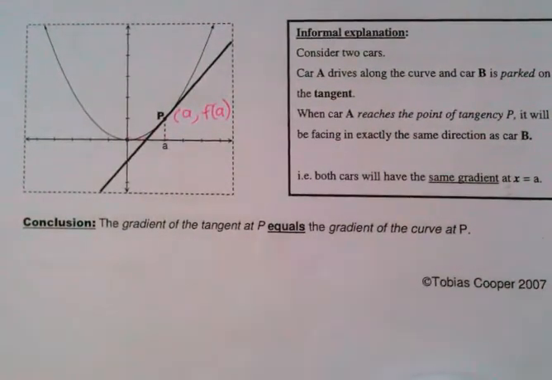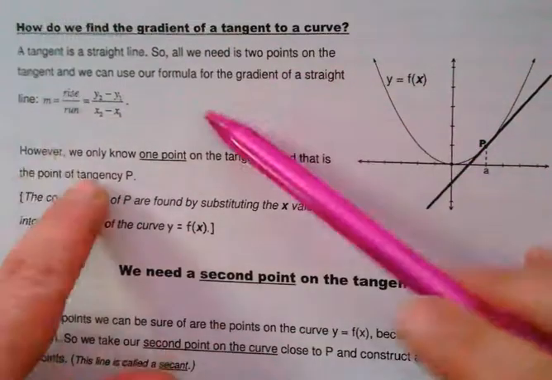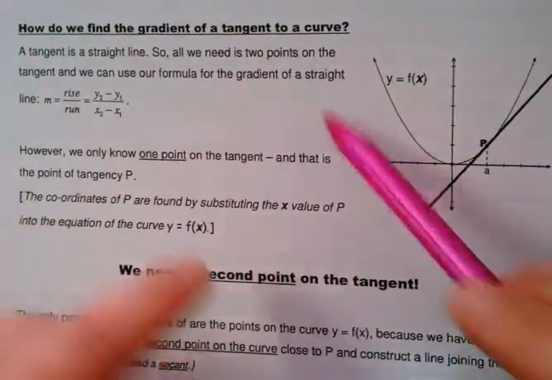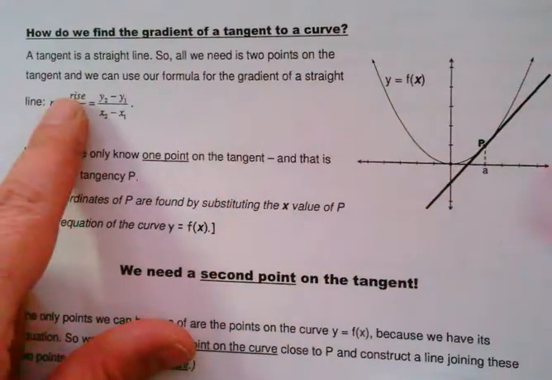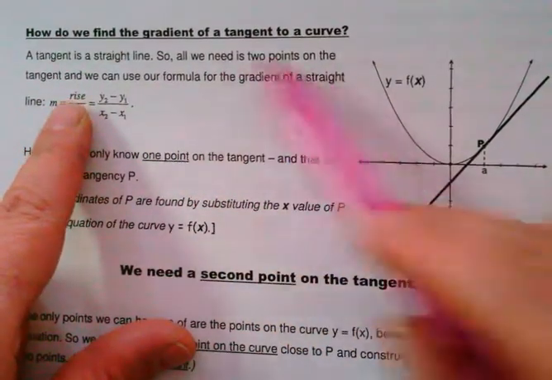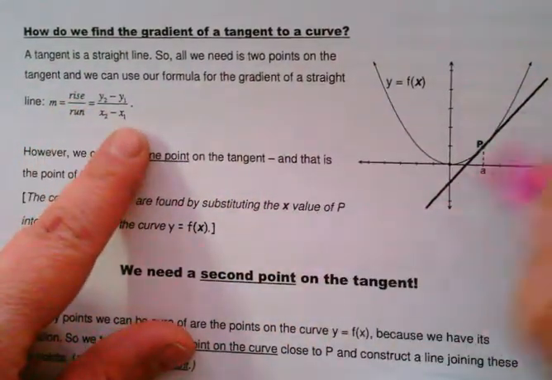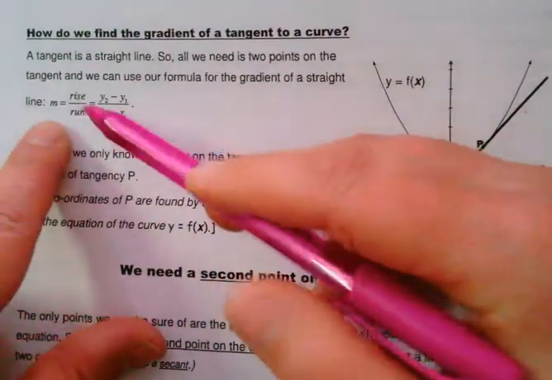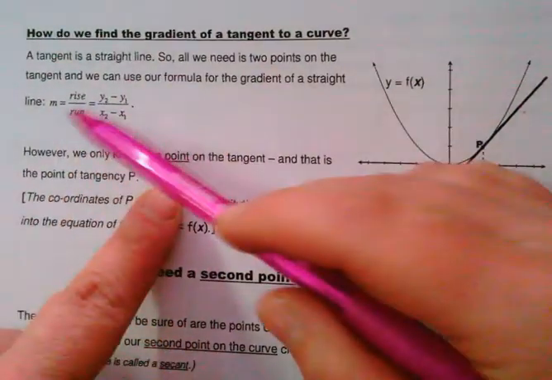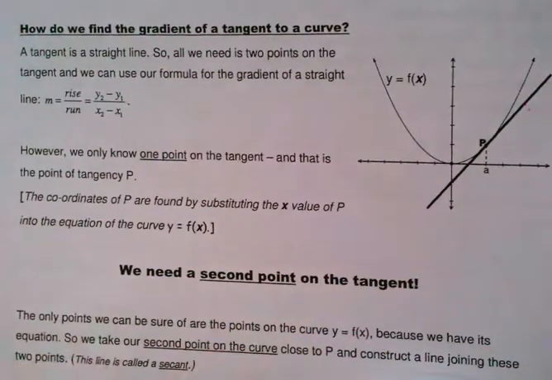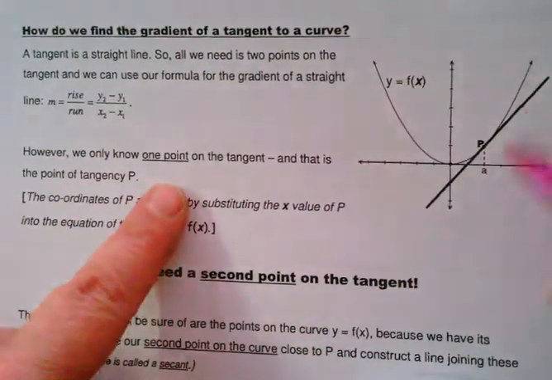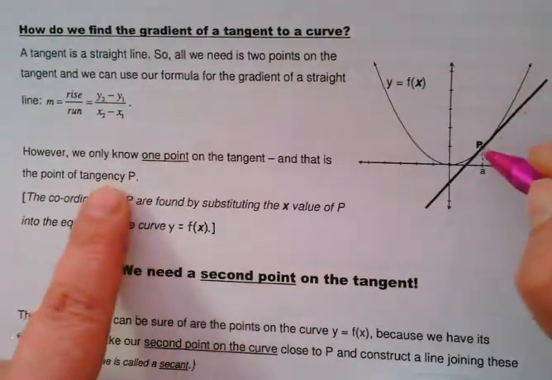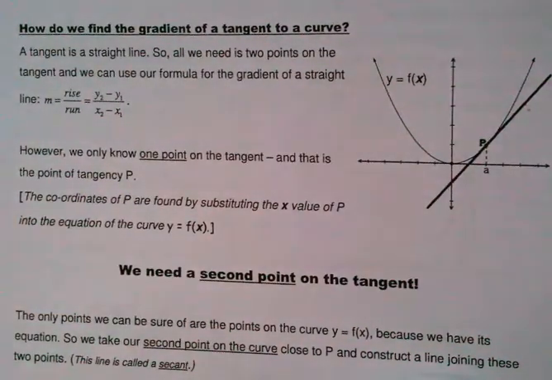So again, the gradient of the tangent at P equals the gradient of the curve at P. How do we find the gradient of a tangent to a curve? A tangent is a straight line, so all we need is 2 points on the tangent so that we can use our gradient formula for a straight line. However, the problem is that we only know 1 point on the tangent at P. So how are we going to do this?